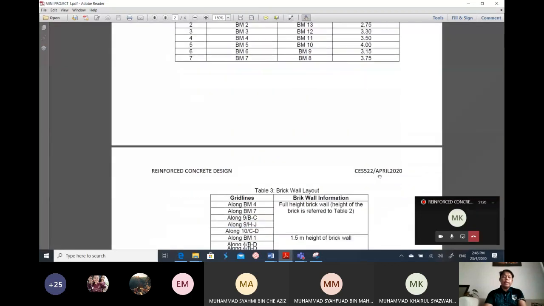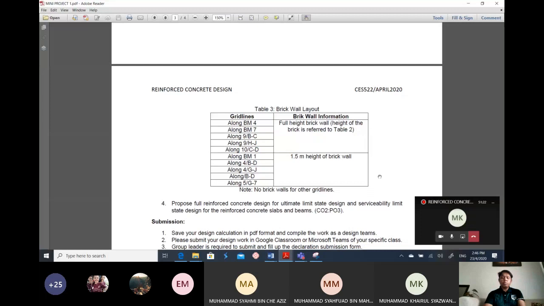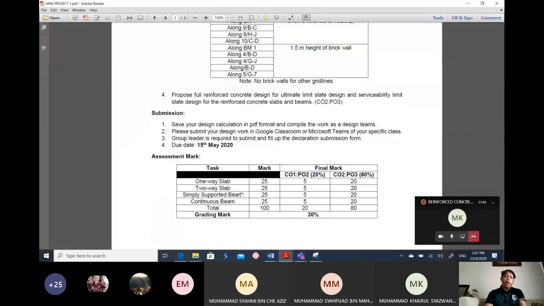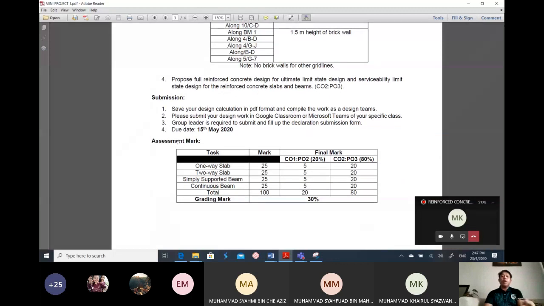And then here are the instructions for brick wall layout. It means the location of the brick wall, whether that beam receives a load from the brick wall or not. And then you have to propose full reinforced concrete design for ultimate limit state design and serviceability limit state design until the detailing. As a submission, you have to save your design calculation in PDF format and compile the work as a design team.